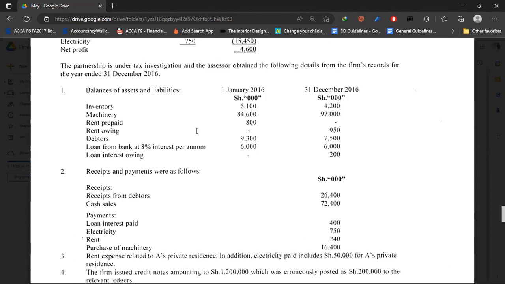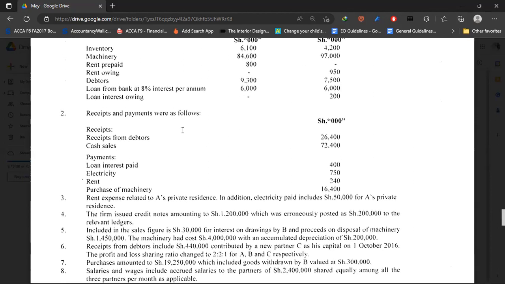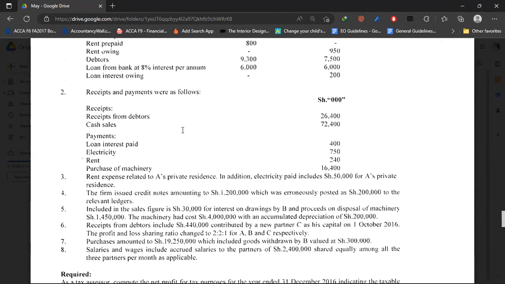Receipts from debtors 26,400, cash sales 72,400. Payments, we have loan interest paid 400, electricity 750, rent 240, purchase of machinery 16,400. Number 3, rent expense related to A's private residence. In addition, electricity paid included 50,000 shillings for A's private residence.